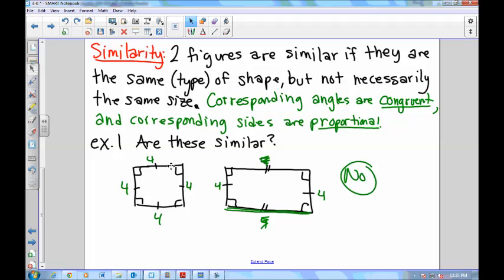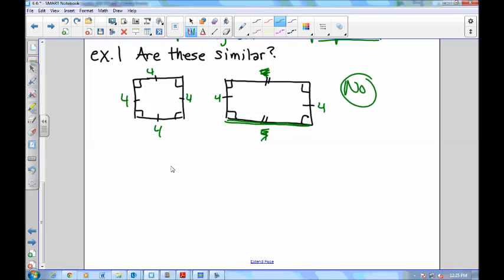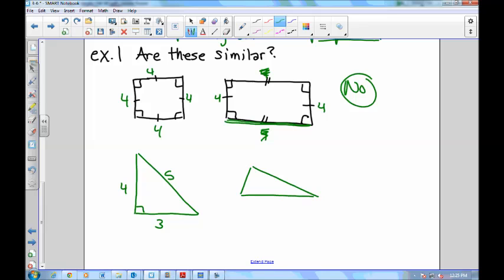Okay, here's another one. Are these similar? If I gave this 4, 5, 3, and this one 3, 6, 7, are they similar?